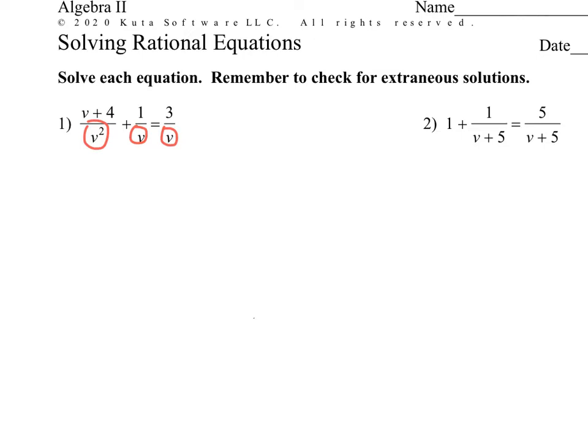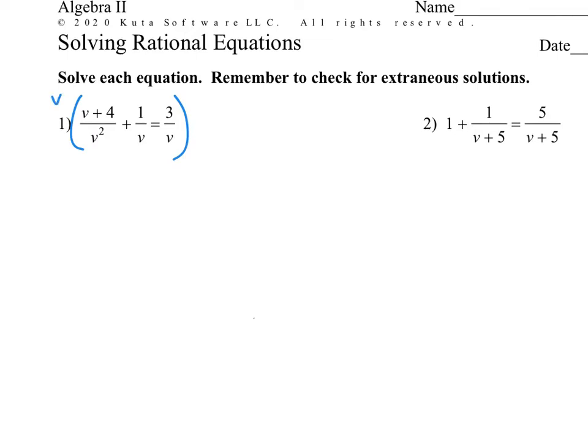So you're looking at v squared, v, and v, and you want to think about if you could multiply this entire equation by one thing, what is the one thing that would cancel all of those? What I saw a lot of people doing was multiplying the entire problem by v. That's not the correct thing to do, but if you did, here's what would happen.